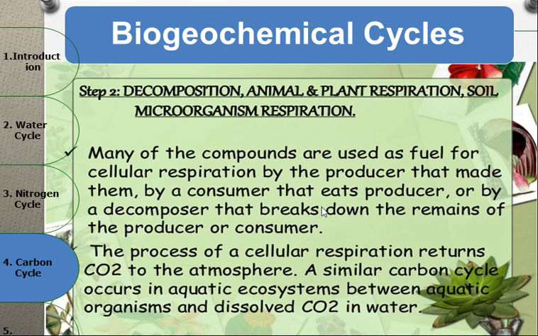That means the carbon dioxide, in the form of carbon, is incorporated into organic compounds and now moves through the different food chains and food webs, is decomposed or broken down, and is used by the remaining producers and consumers. The process of cellular respiration returns carbon dioxide to the atmosphere. A similar carbon cycle occurs in aquatic systems between the aquatic organisms and dissolved CO2 in water.